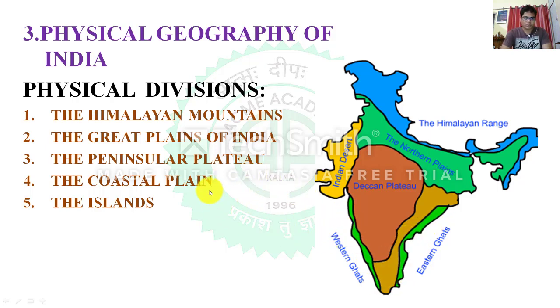Another thing you have to remember is that in the Arabian Sea and the Bay of Bengal there are two island groups, the Andaman and Nicobar Islands and the Lakshadweep. One by one we will discuss. Today we will discuss only the Himalayan mountain and its divisions.